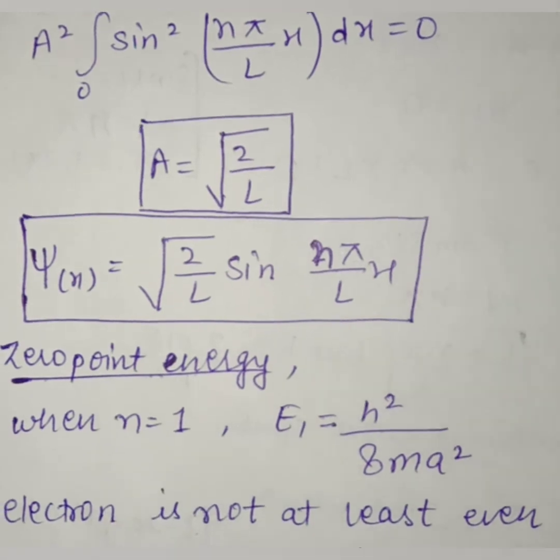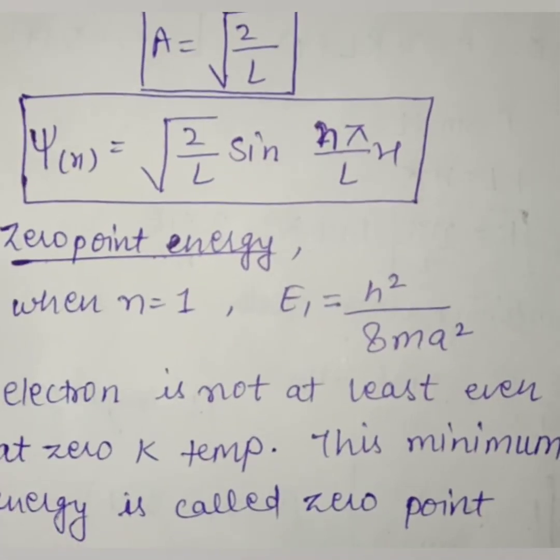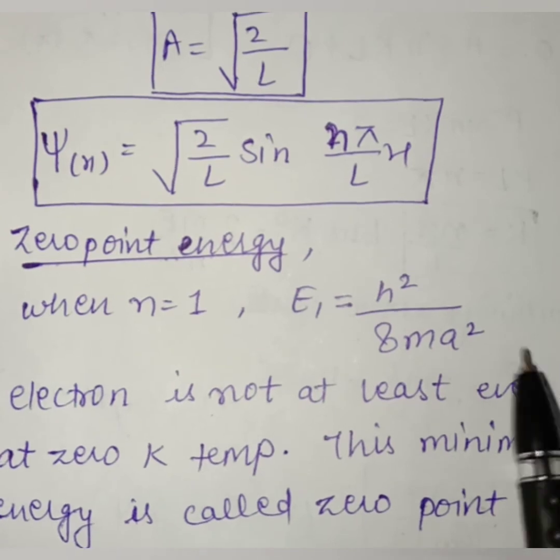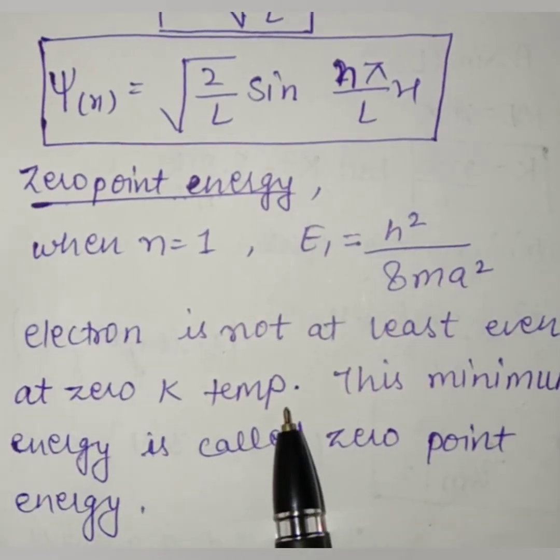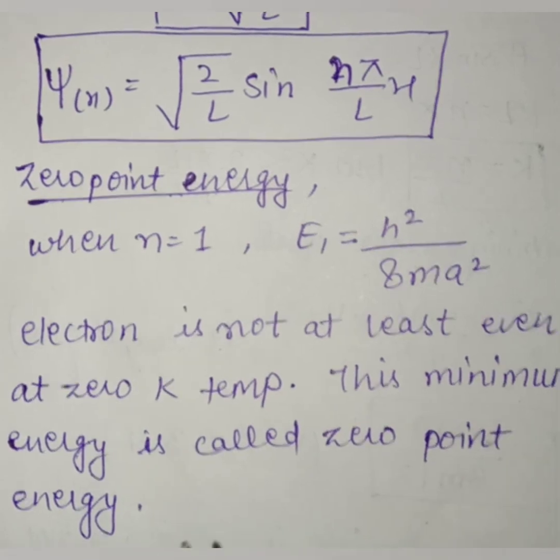Zero point energy: when n equals 1, E1 equals h square by 8mL square. The electron is not at rest even at 0 K temperature, so this minimum energy is called zero point energy.